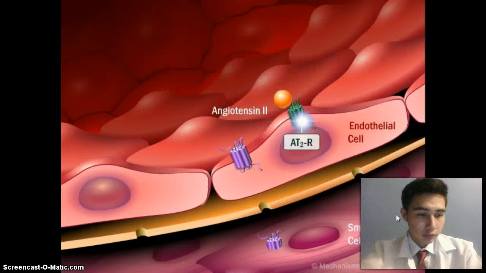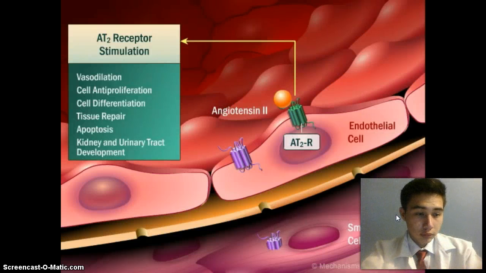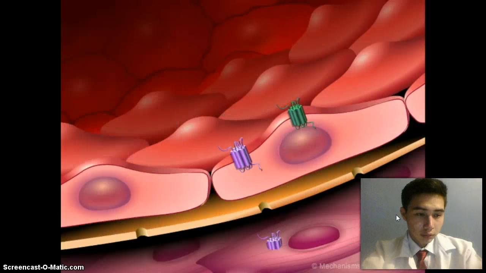Angiotensin 2 type 2 receptors can be found in low levels mainly in the uterus, adrenal, central nervous system, heart, and kidney. AT2 receptors appear to counteract the effects of AT1 receptor stimulation. Another angiotensin 2 type receptor is the AT4 receptor.